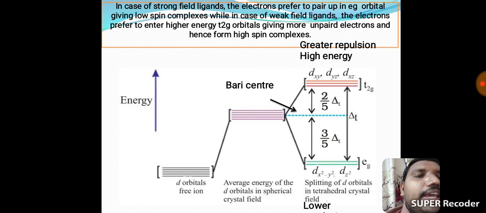Another way: in between the barycenter to the EG orbital, our total orbitals are 5, that is the denominator. Out of these 5 orbitals, 3 orbitals are excited. That's why 3 by 5 del T. This is the condition, 3 by 5 del T. These are the crystal field stabilization energy values of a tetrahedral complex.